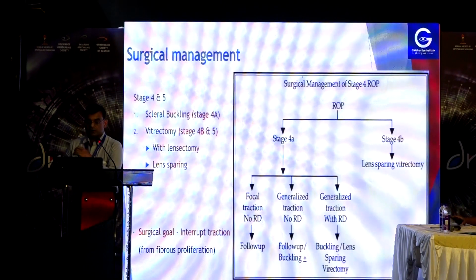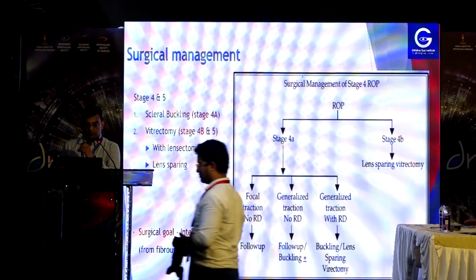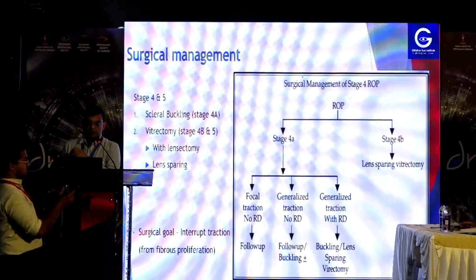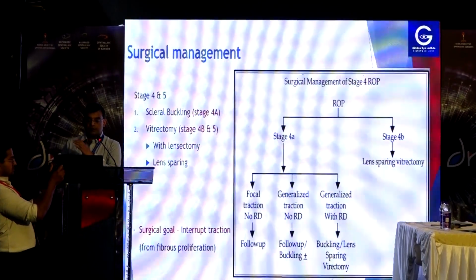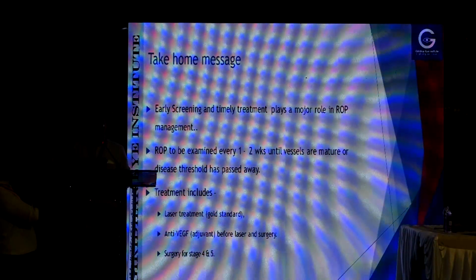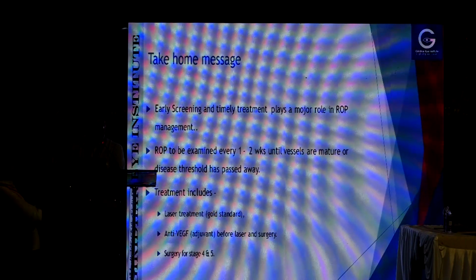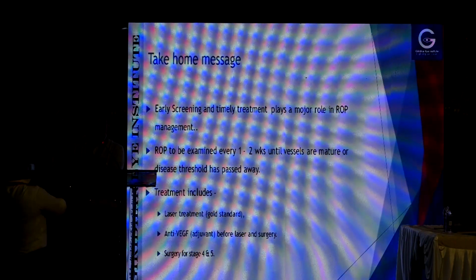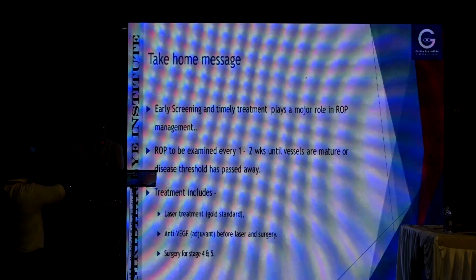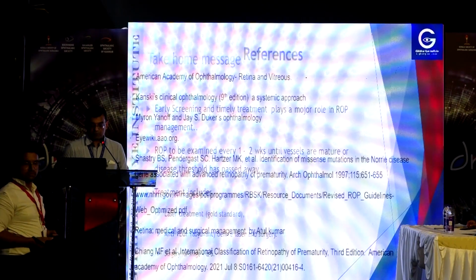Now comes the posterior surgical management. Surgical management is divided basically into stage 4 and stage 5. Stage 4A does well with buckling, and vitrectomy is required for 4B and 5. So the take-home message: early screening and timely treatment play a major role in ROP. Screening, ROP to be examined every 1 to 2 weeks until vessels mature and disease thresholds are passed. Treatment includes laser treatment, anti-VEGF, and surgery for stage 4 and 5. Thank you.